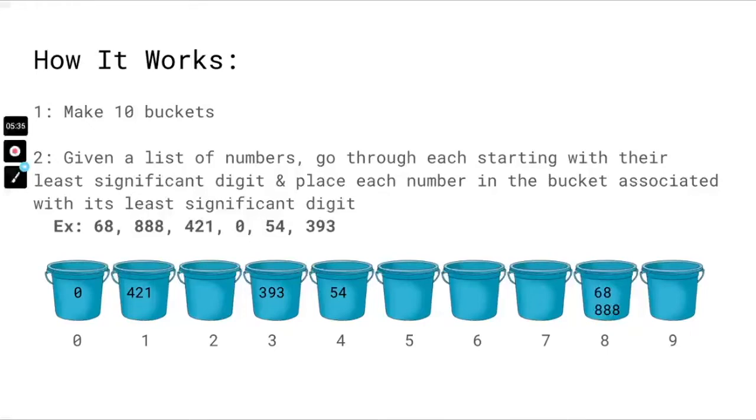And then again, if there is already a number at that bucket index, you're just going to continue to place each following number with the same least significant digit at the end of that bucket's list. So again, in 8, you see that there are 2 values, so it becomes a linked list with 68 being the head and then 888 being the next node in that linked list.